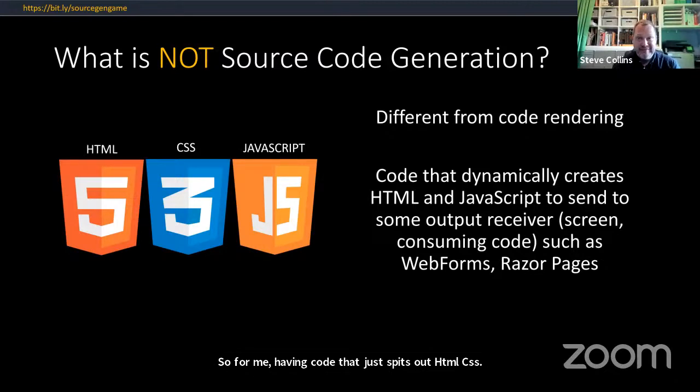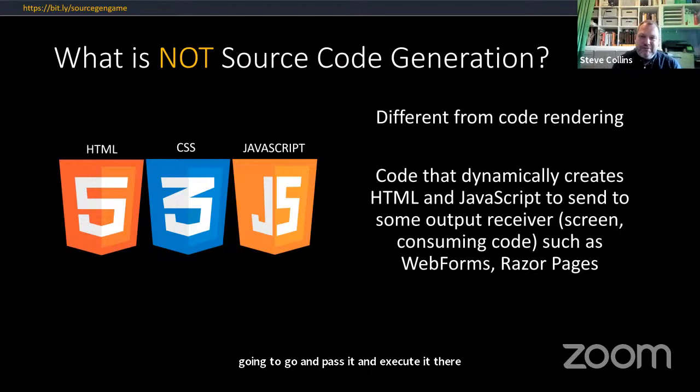That's code rendering. What this does is generate markup or JavaScript code at runtime that'll be passed and executed somewhere else. Now, the most typical example of that is going to be a web application, be it web forms, Razor pages, that's going to spit out the HTML and JavaScript to go and run in a browser. That's going to go and pass it and execute it there. It's not part of your program as such.